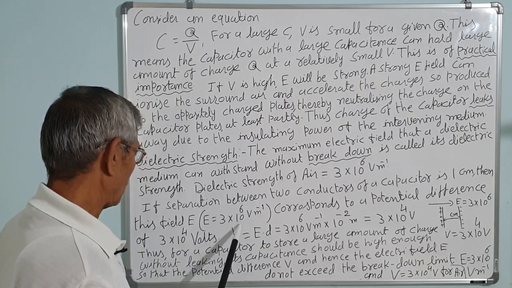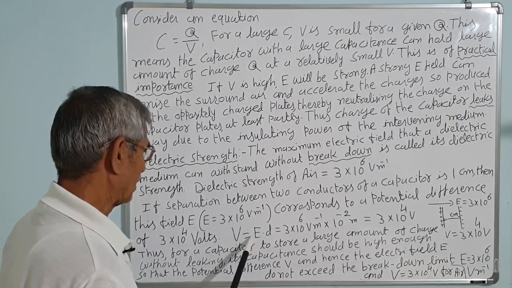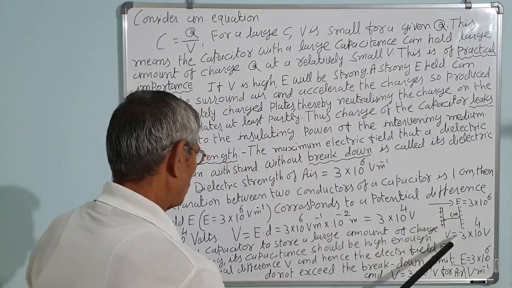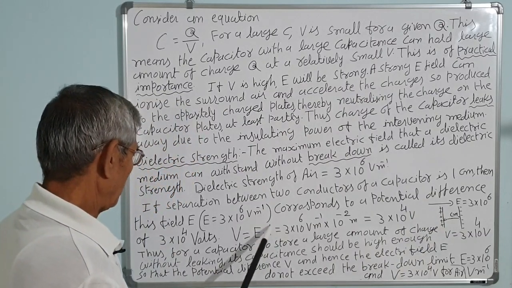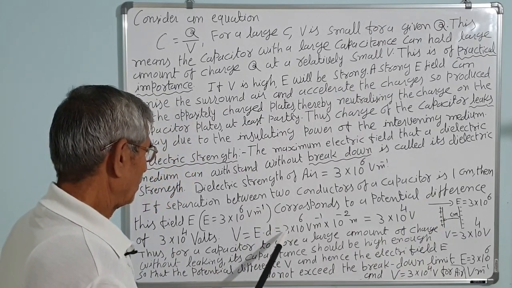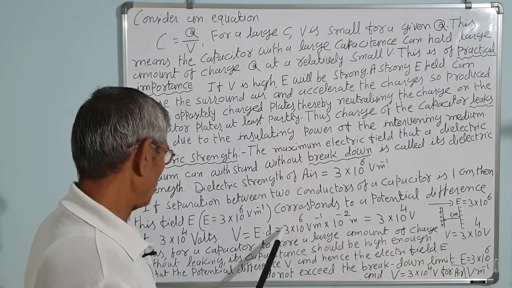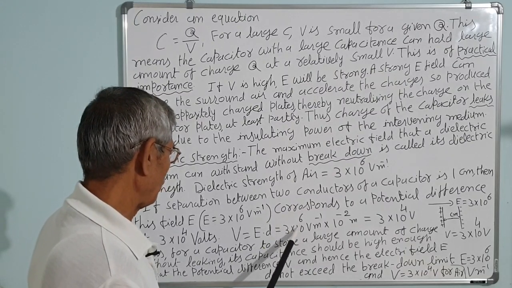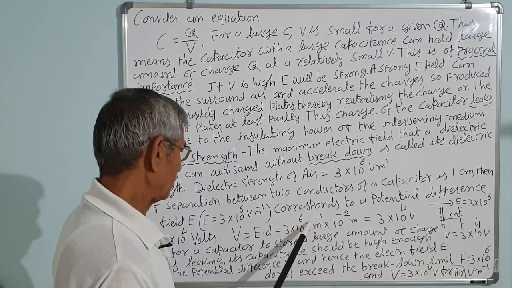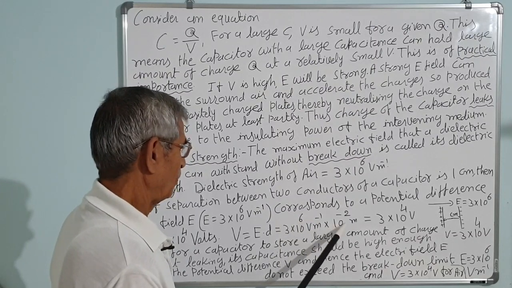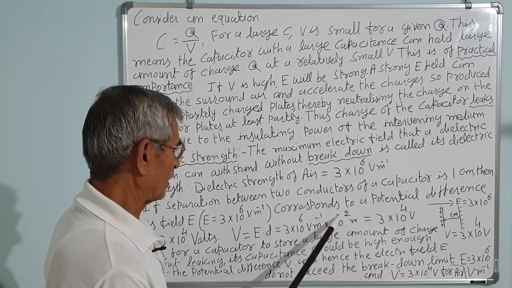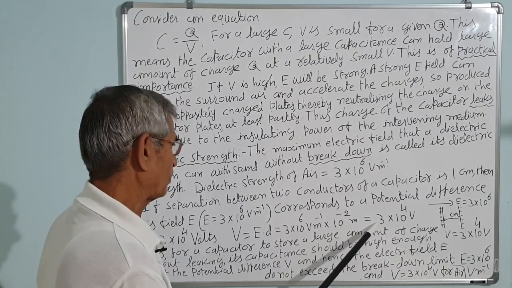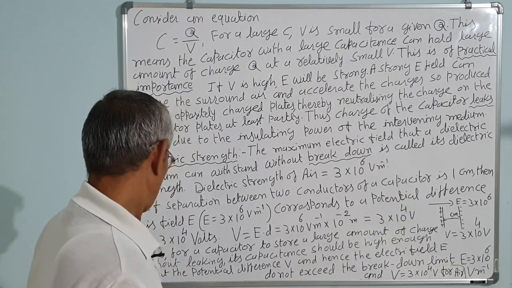We know the potential difference V is equal to ED. E is the electric field and D is the separation between two plates of a capacitor. So, E is the dielectric strength or breakdown electric field, 3 into 10 raised to power 6 volt per meter, into 1 centimeter, that is converted into meter, 10 raised to minus 2 meter, that comes about 3 into 10 raised to 4 volt.